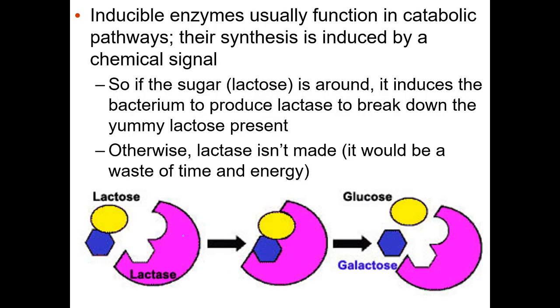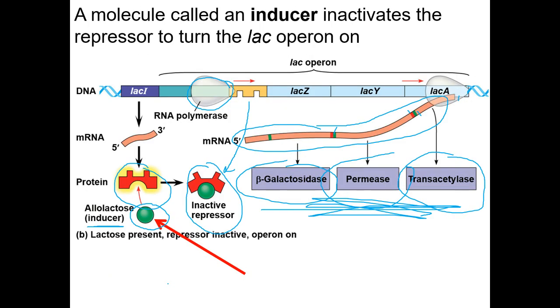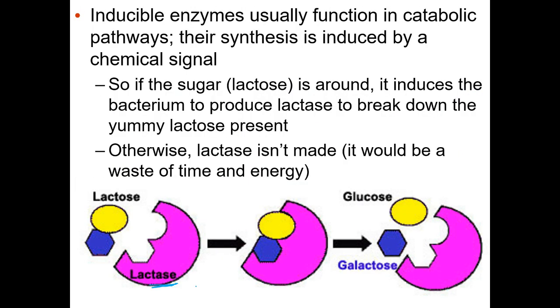So here's a quick picture of beta-galactosidase. This lactose is a disaccharide. It's going to fit into the active site of this enzyme. And once it's there, it gets broken down into its monosaccharides, glucose and galactose. So if the sugar lactose is around, it induces the bacterium to produce lactase and the other enzymes that it needs to break down all this sugar that's around. Otherwise, it would be a waste of time and energy to produce them.